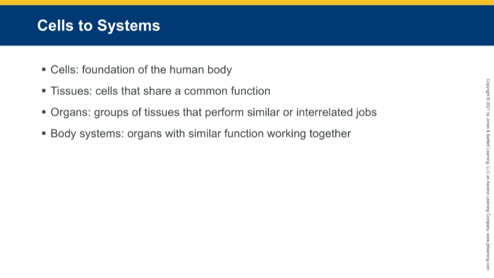The human body is built from cells, which form tissues. Tissues combine to create organs, and organs work together in body systems.